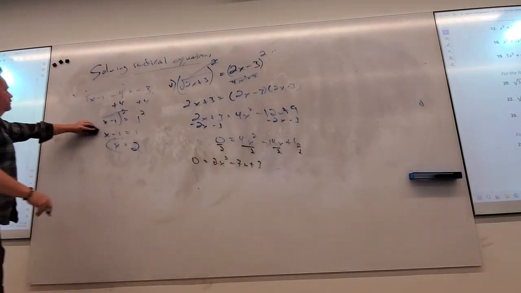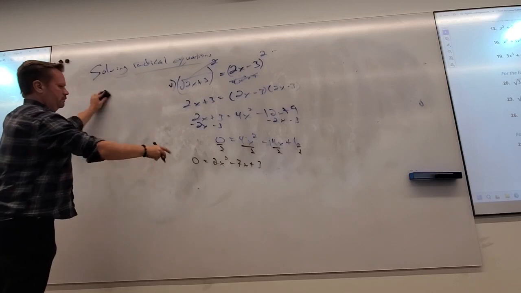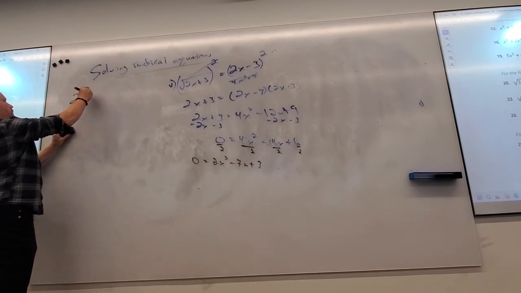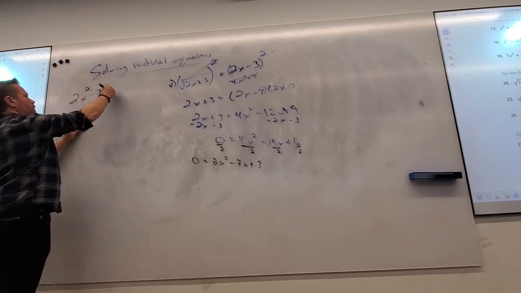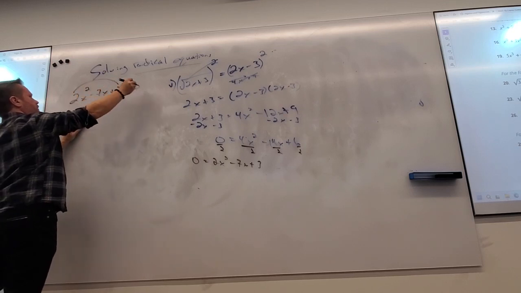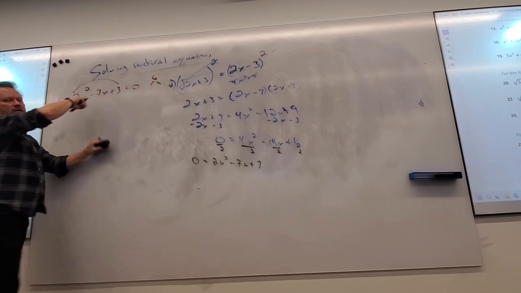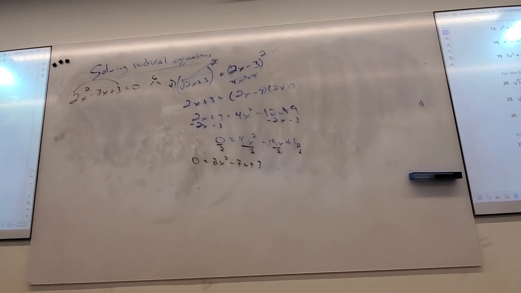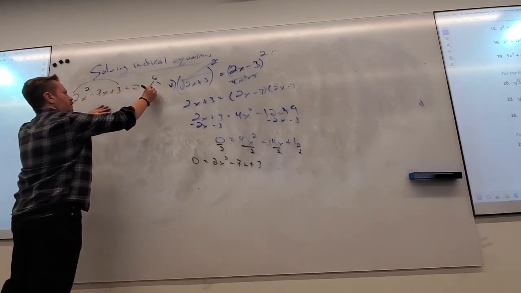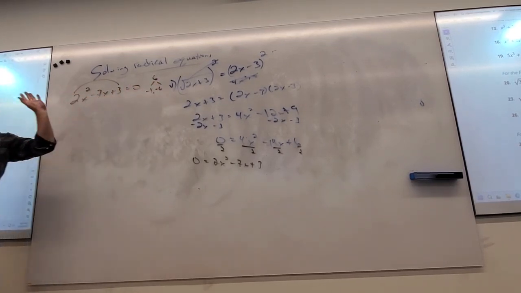Good. 2 times 3. Let me pull it up here. 2 times 3 is 6. Factors of 6 that add to be negative 7: negative 1 and negative 6, negative 7, right?